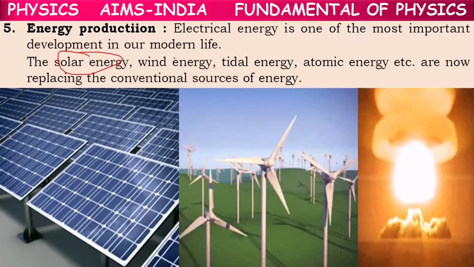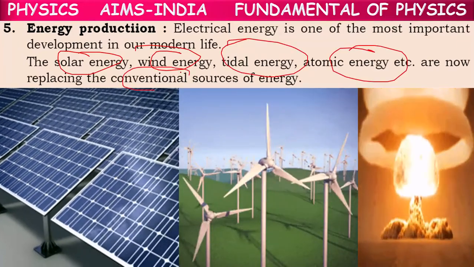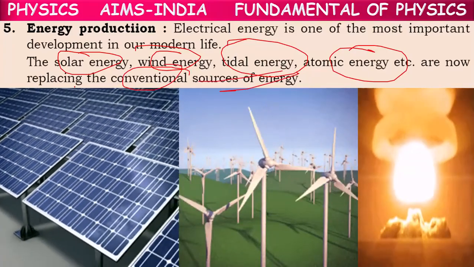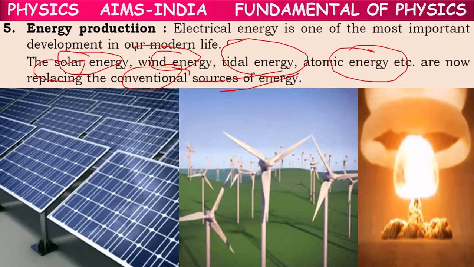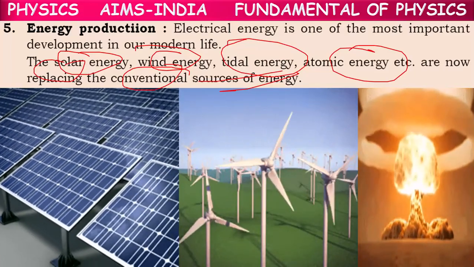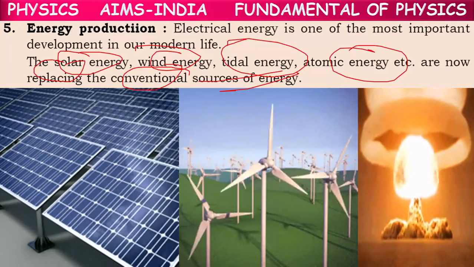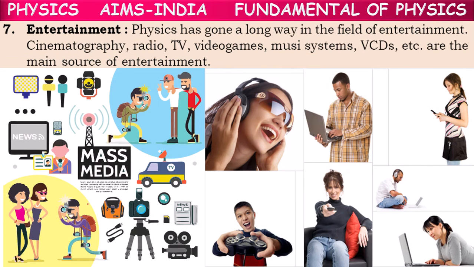Energy production: solar energy, wind energy, tidal energy, atomic energy, different forms of energy which are called conventional sources of energy, which will replace olden days traditional sources of energy, because wood and coal will become exhausted after some days, their reserves will be completed. So we have to always search for new sources of energy. Dress materials: different kinds of dress materials and designs suitable for different seasons or occasions. Entertainment: so many machines are invented like TV, radio, cinematography, video games to give us entertainment.